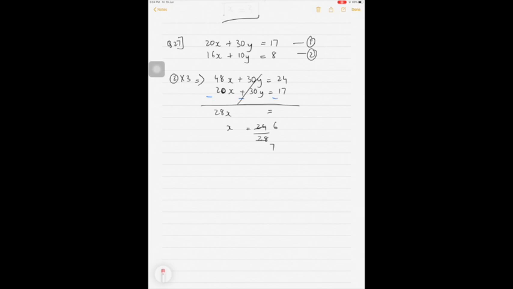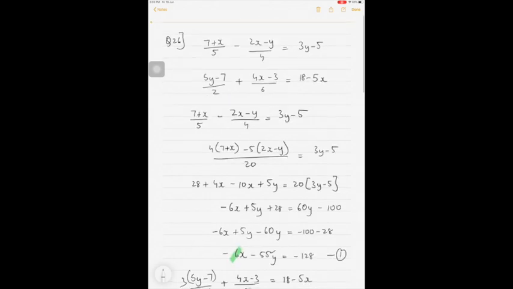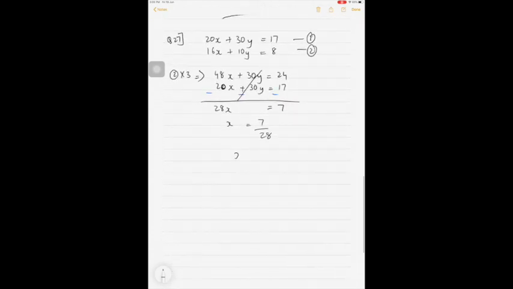Oops, wait. Sorry. Here this is not 24. 17, 18, 19, 20, 21, 22, 23, 24, that is 7. This will become 7. So 7 by 28. So x is equal to 1 by 4.